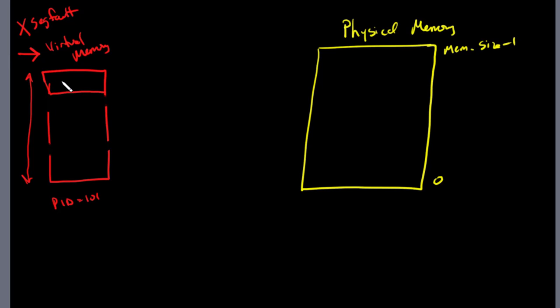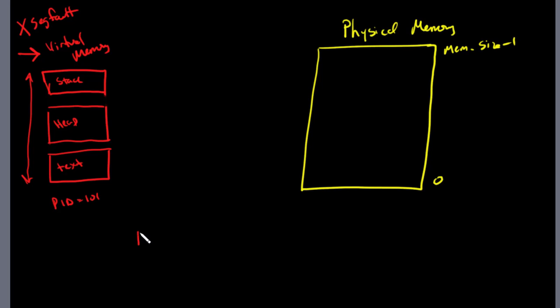So for example, this could be your stack, this could be your heap, and then this could be your text segment. And these things could be scattered all over memory. There's no reason that they have to be contiguous.